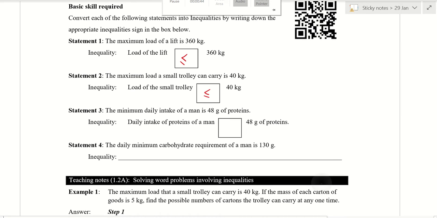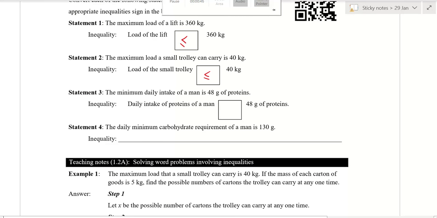The minimum daily intake of a man is 48 grams of protein, so we want it to be at least 48. It can be 48. Therefore, the inequality symbol is as such. Now, in statement number 4, the daily minimum carbohydrate requirement of a man is 130 grams. So we put daily carbohydrate requirement is greater than or equal to 130 grams.